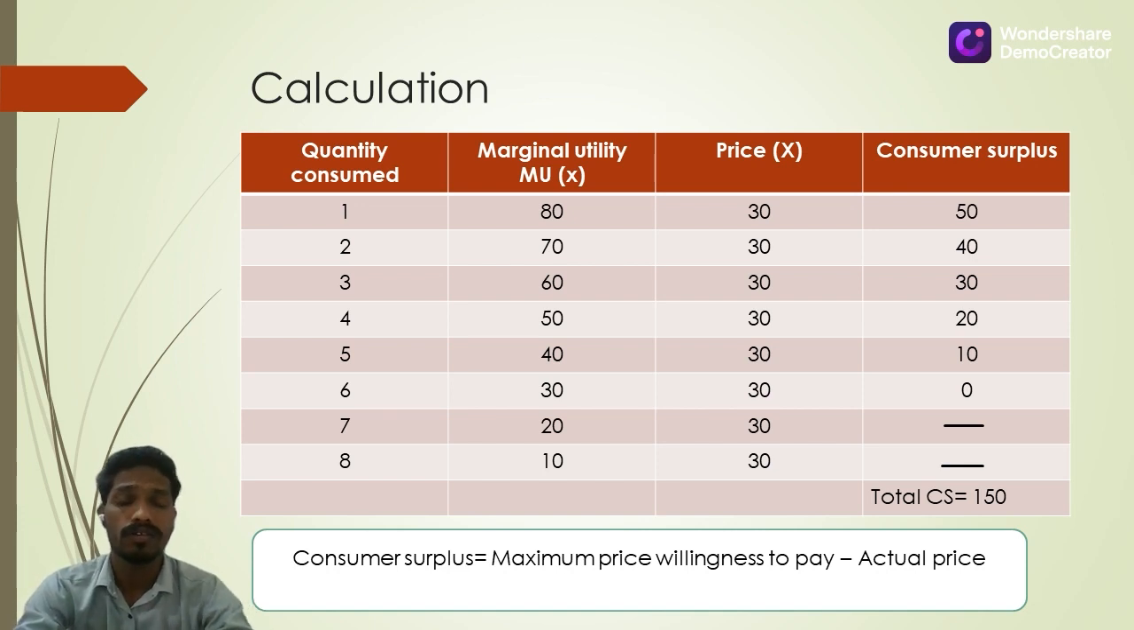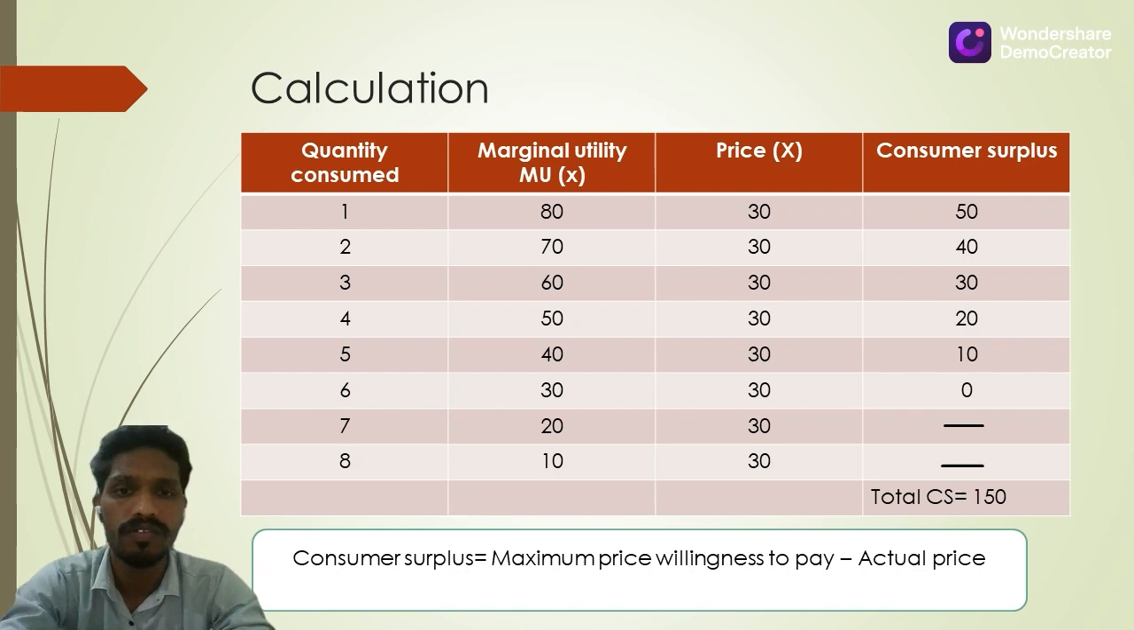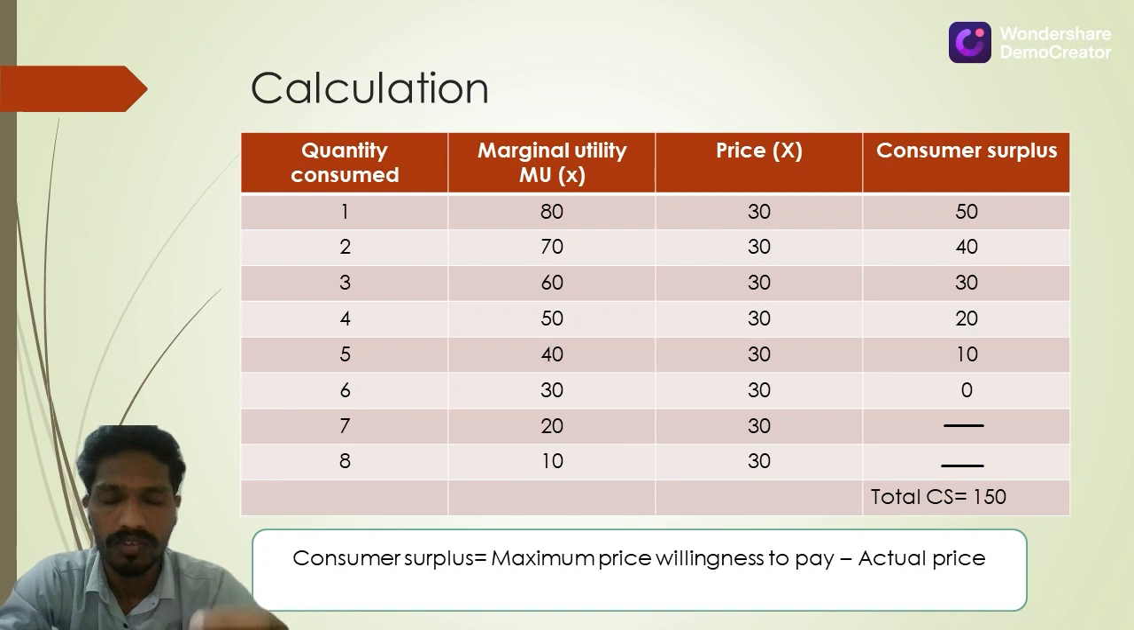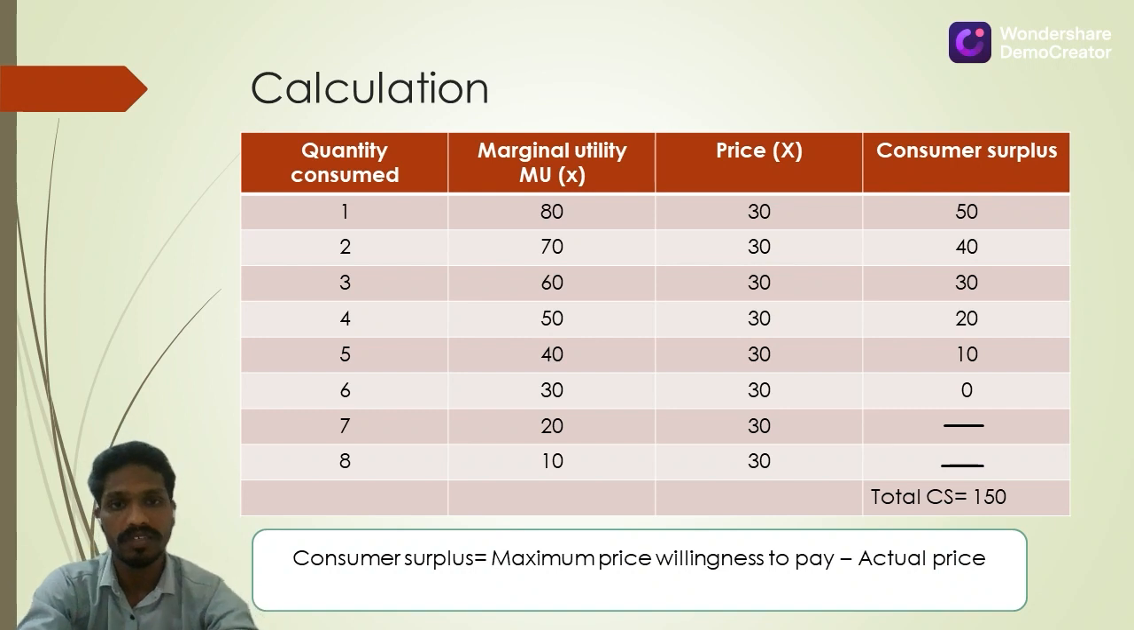Then, when the consumer goes to buy the product again, at the second unit the marginal utility falls because the law of diminishing marginal utility comes into play. Likewise, by the formula of consumer surplus, maximum price the consumer is willing to pay minus actual price, for the second unit the consumer gets 40 rupees of consumer surplus.